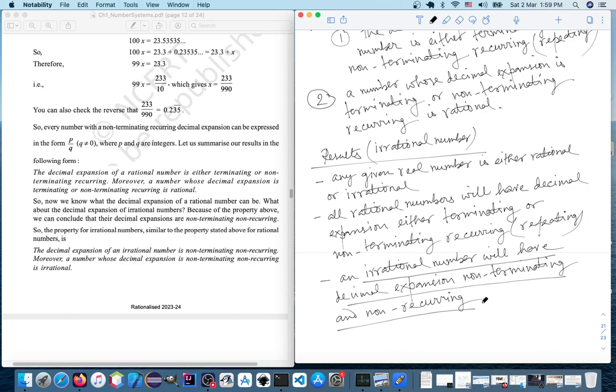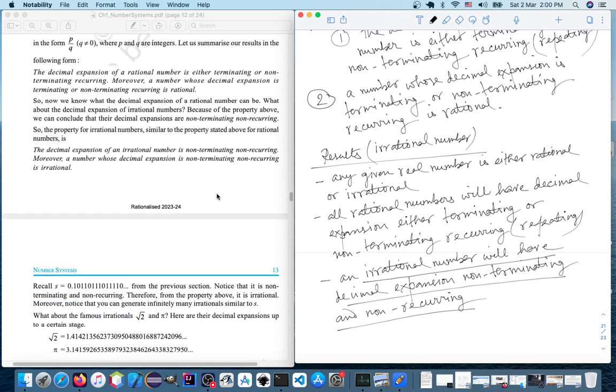For rational numbers, we have seen that if it has a repeating block of digits, it has to be a rational number, because we have already seen that every rational number has either terminating decimal expansion or non-terminating recurring expansion. So the only choice of the decimal expansion of an irrational number is it has to be non-terminating and non-recurring. That is the result. So please remember this.